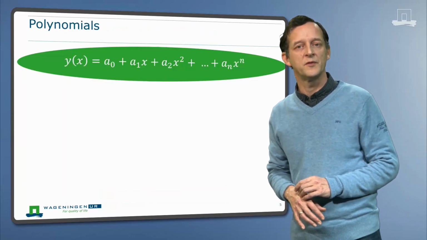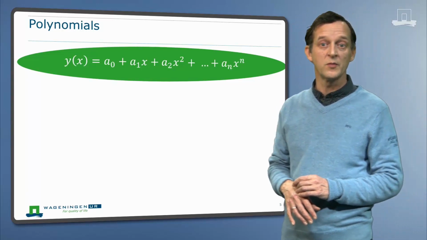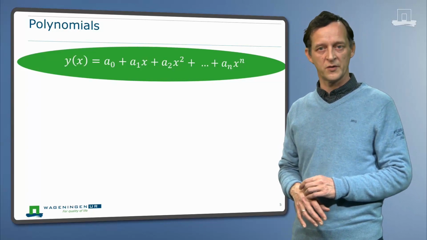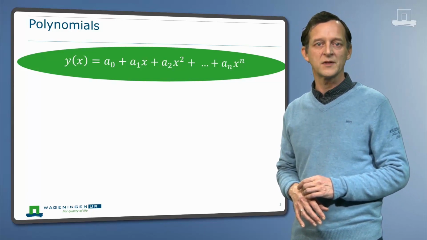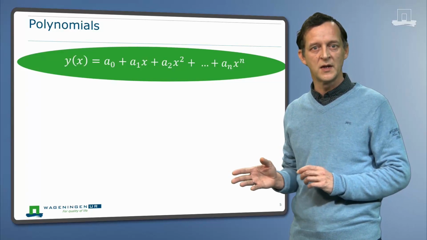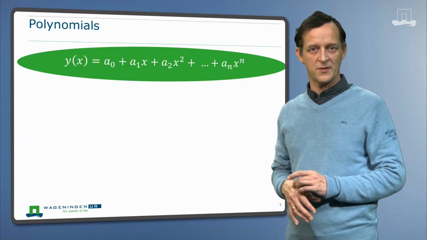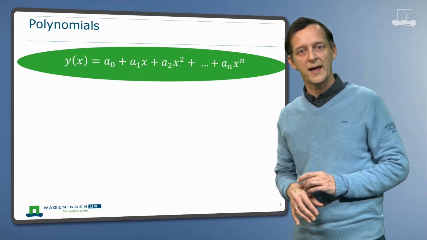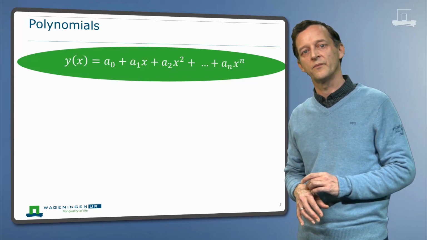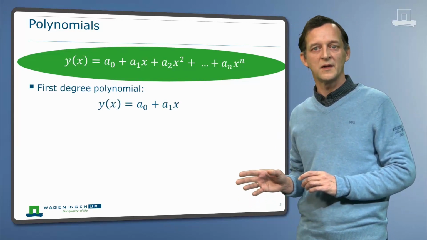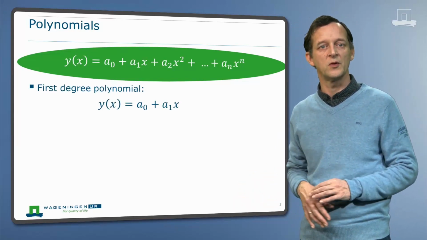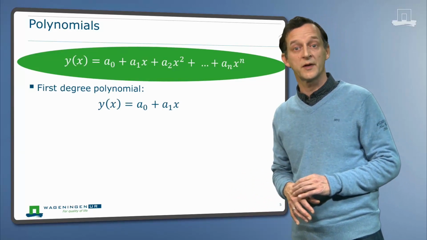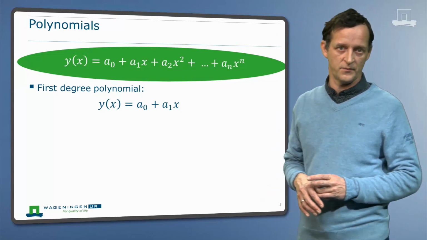Linear functions can be viewed as a special case of so-called polynomial functions in the variable x. The general structure of a polynomial of degree n in the variable x is as follows. y of x equals a0 plus a1 times x plus a2 times x squared plus until an times x to the power n. You can see that a linear function is just a polynomial of degree 1 with two coefficients a0 and a1, which are again the y-intercept and the slope of the line.